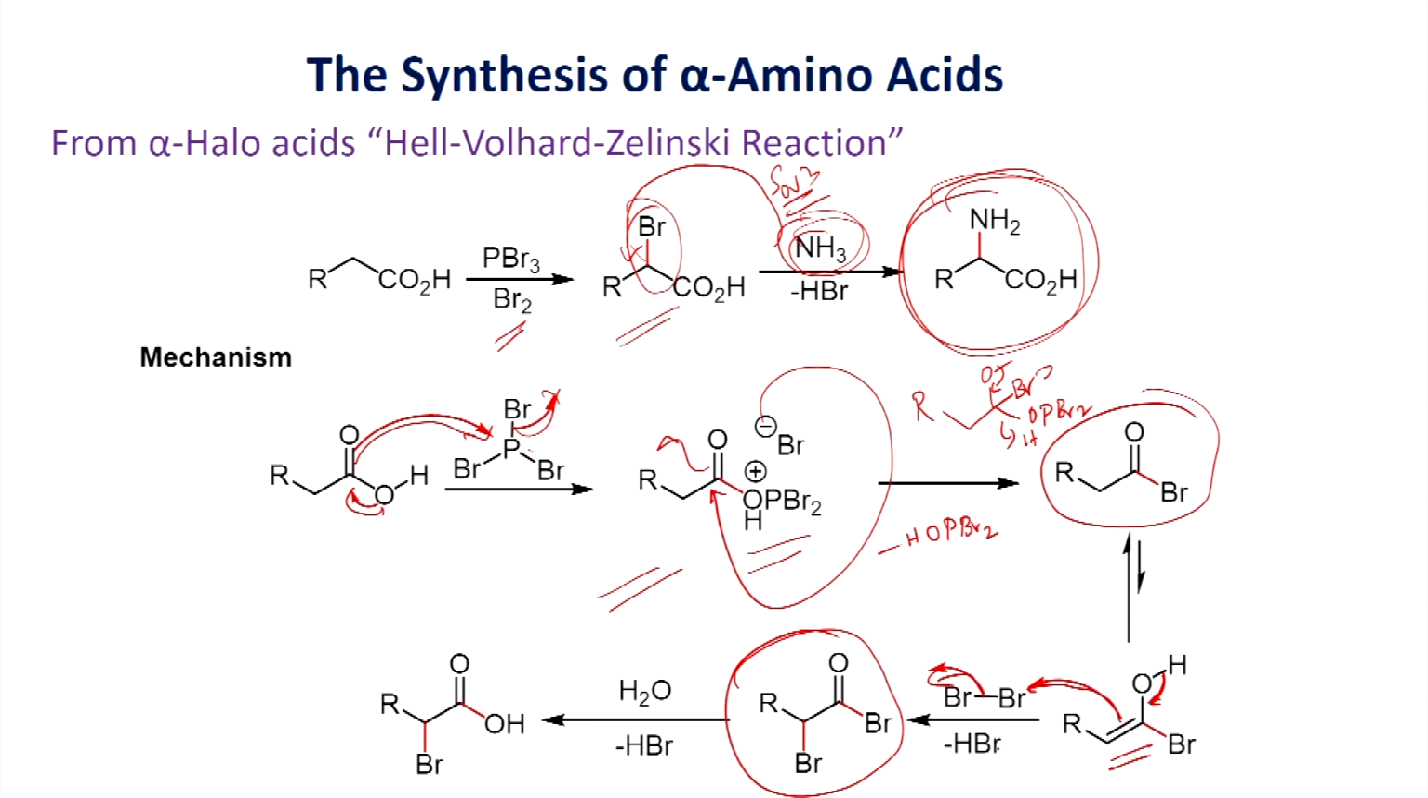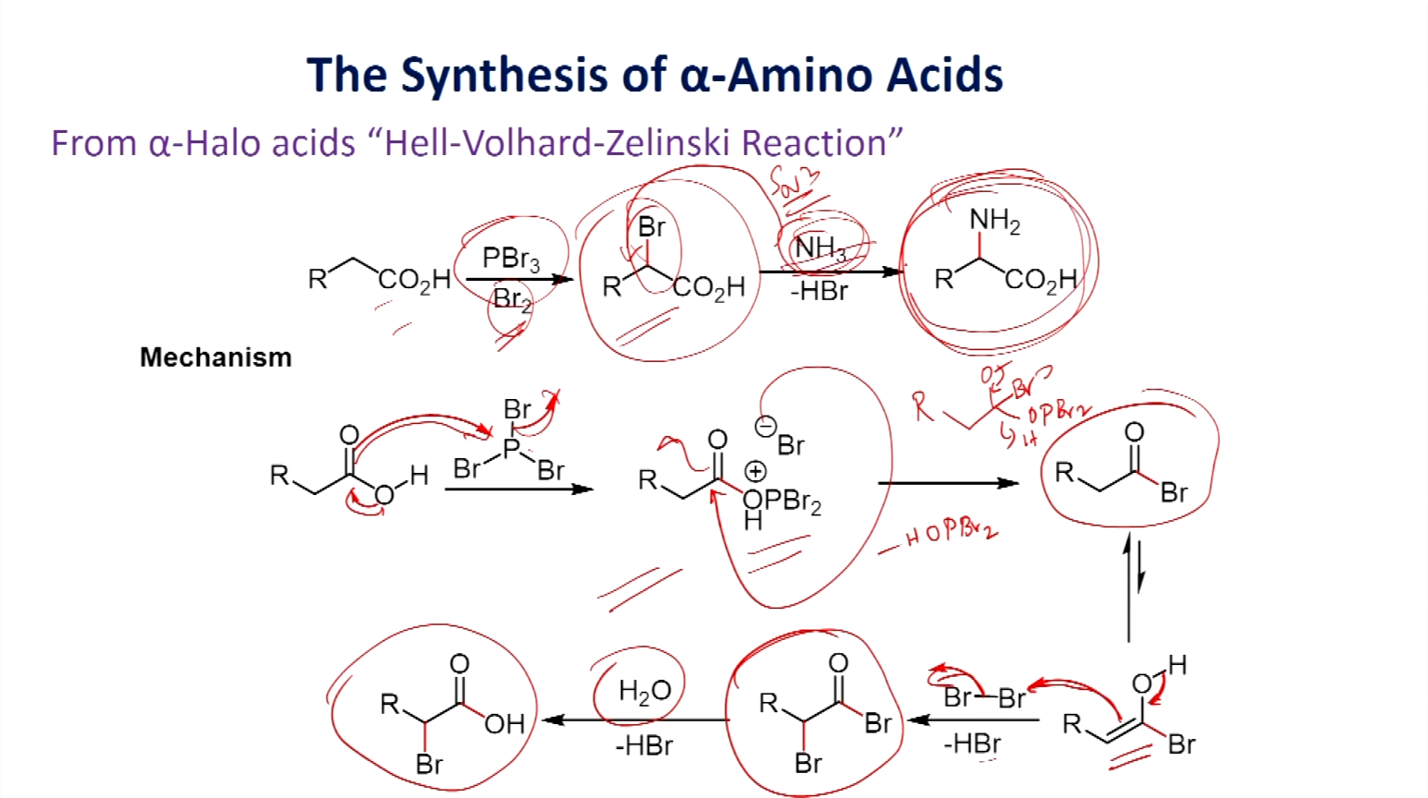Once you form this one, when you do the hydrolysis, you will get the alpha bromo carboxylic acid as a product. This is one of the methods where you can carry out alpha halogenation of carboxylic acid using, for example, in this reaction, bromine in the presence of PBr3. In this way, you can introduce the bromine at the alpha carbon atom. Once you form this alpha bromo carboxylic acid, it can be readily reacted with ammonia, and you can produce the alpha amino acid as a product.